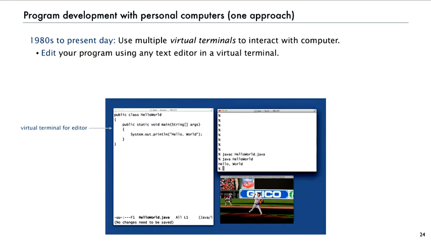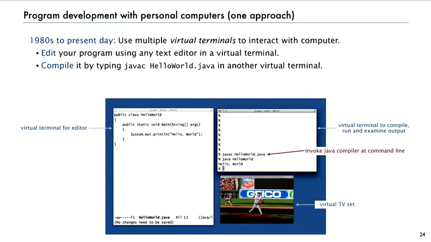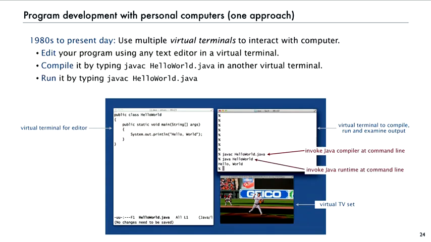This is just what my screen usually looks like when I'm programming. There's a virtual terminal for the editor. And then I have a different virtual terminal that I use to compile, run, and examine the output. I usually also have a virtual TV set, maybe with a Red Sox game on it. No, virtual TV set, virtual terminal, you get the idea. So I can type javac HelloWorld.java in a virtual terminal, and then I can type java HelloWorld to run it, and then I can see the output.